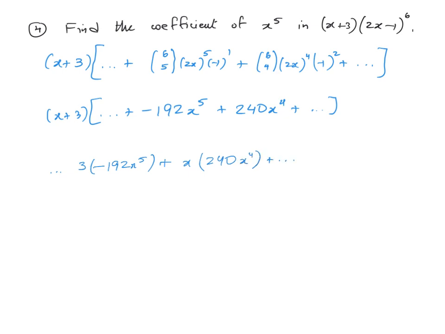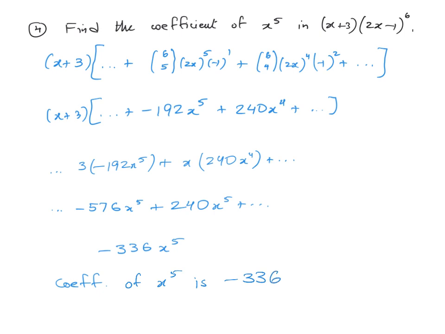And so here, when I do 3 times negative 192, I get negative 576 x to the 5th, and then plus 240 x to the 5th, plus. And now I combine like terms, and I end up with negative 336 x to the 5th. And so the coefficient of x to the 5th is negative 336. And that is the end of the lesson.